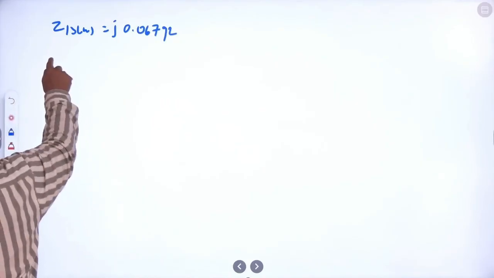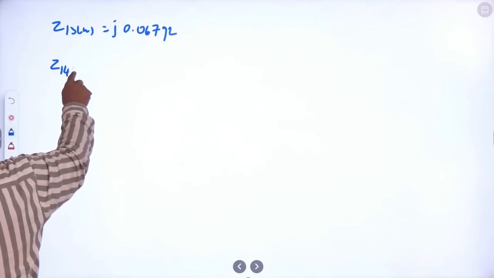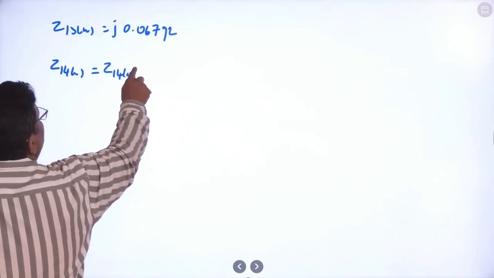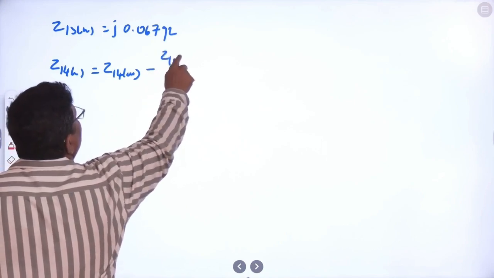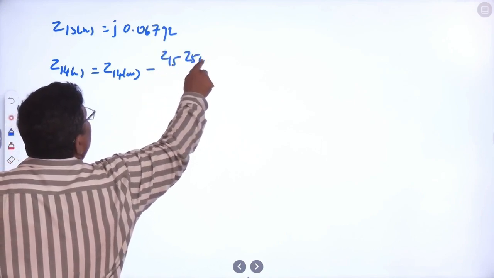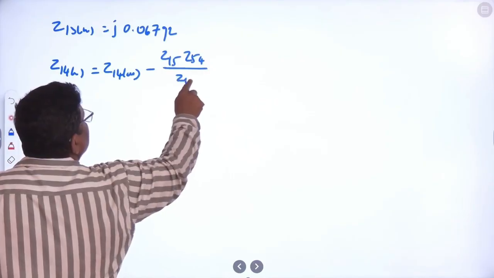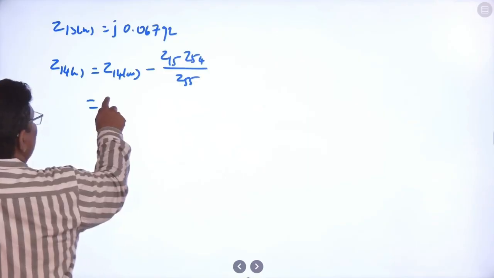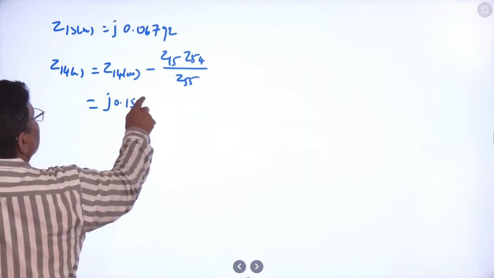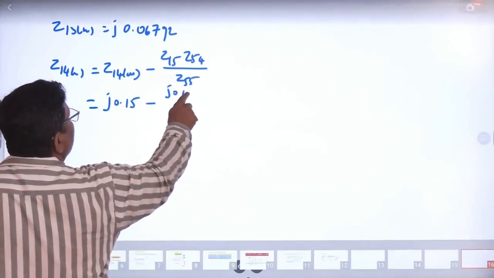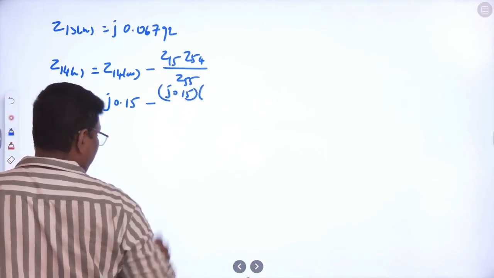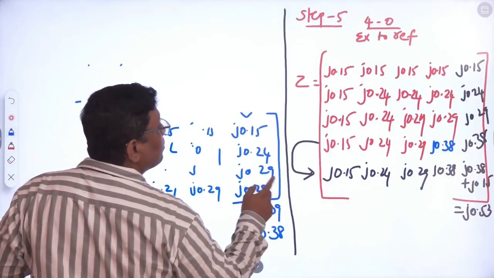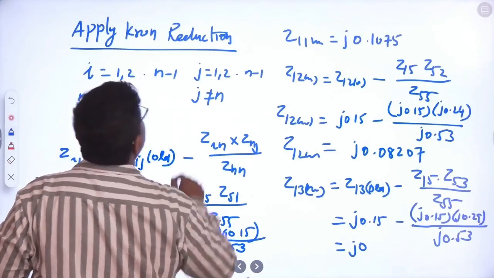Next, Z14 new equals Z14 old minus Z15 into Z54 divided by Z55. So Z14 old is again 0.15 minus j0.15 into Z54. The Z54 value is 0.38.